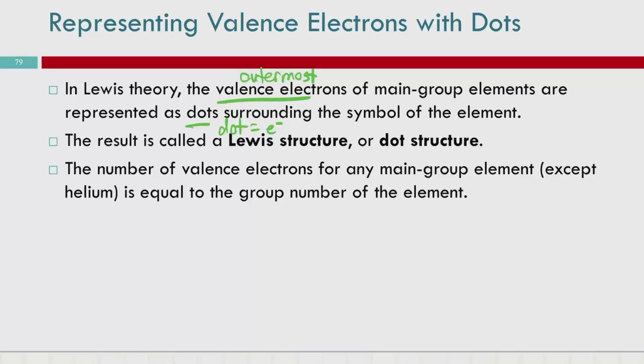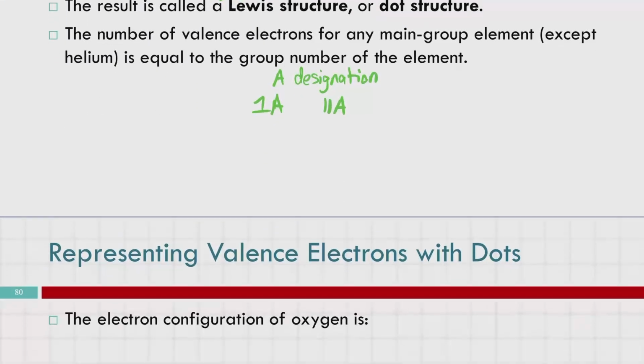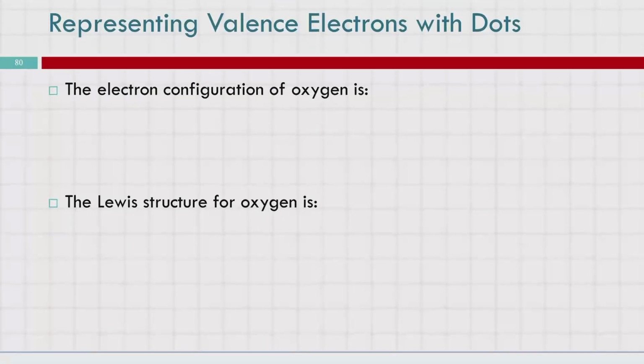And it's equal to the group number with the little A designation. Sometimes you'll see it in Roman numerals. Helium's an exception to that because helium only has 2 electrons.